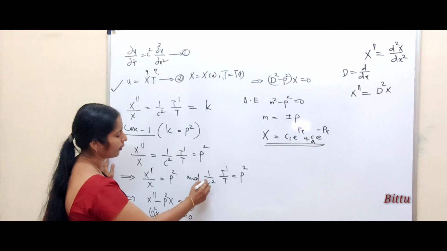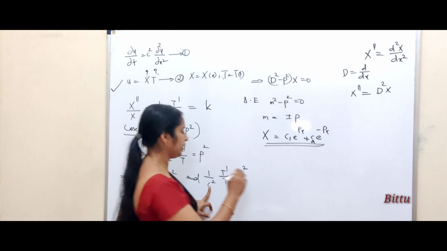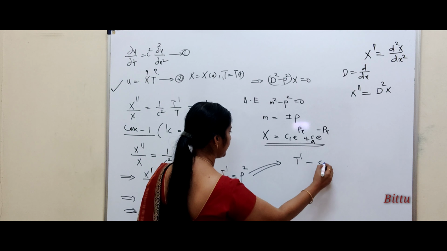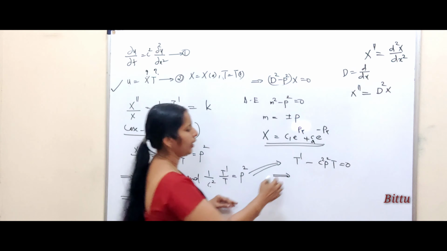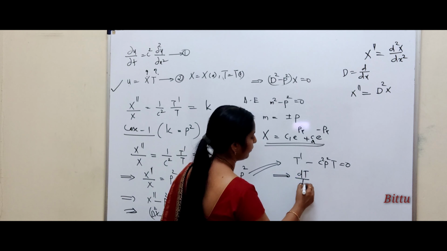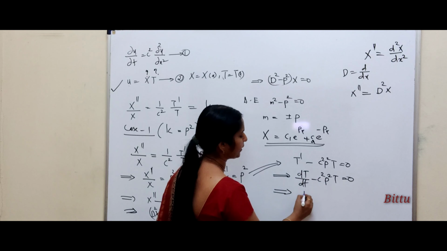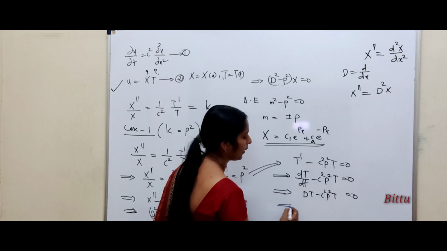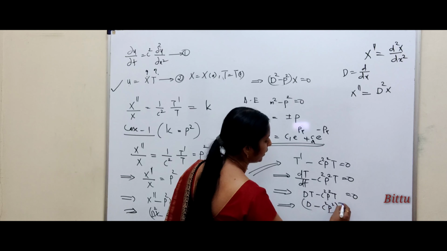Now we have one more equation for getting the value of T. We have 1 by c square T dash by T is equal to p square. You remove the denominator, which implies T dash minus c square p square T equal to 0. It is a differential equation in T, and T dash is dT by dt, minus c square p square T is equal to 0. You denote d by dt as capital D, so it is DT minus c square p square T is equal to 0. You take capital T outside, so D minus c square p square into T equal to 0.